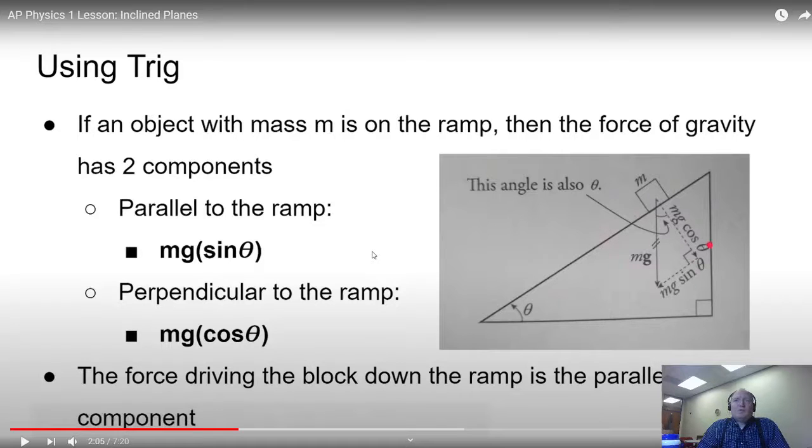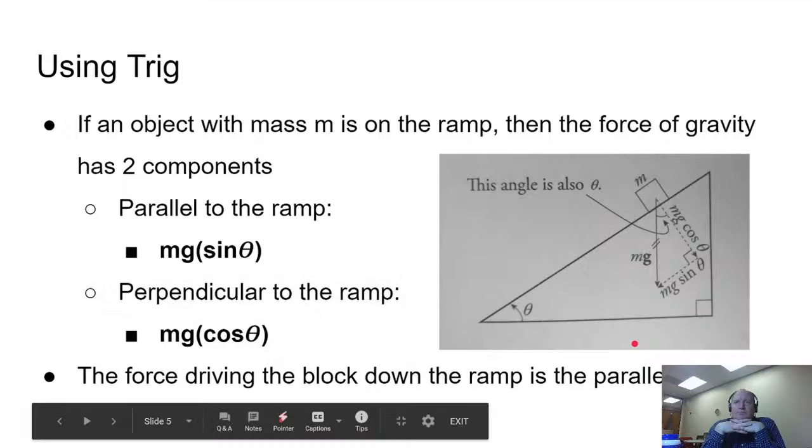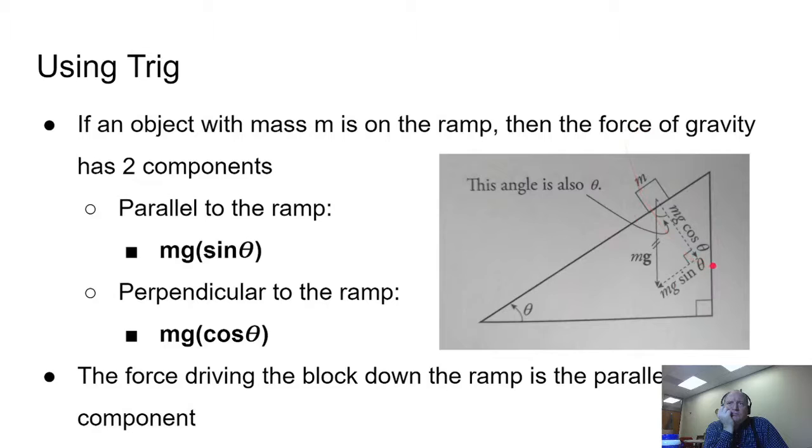So of course everyone knows that once you've done that, the rest is relatively straightforward. So let's see what happens next. Now, because this is parallel to the ramp, the force driving the block down the ramp is parallel, which means we're going to be using our mg sine of theta. Now, our mg cosine of theta is perpendicular, which means that's mostly going to be used for our normal force, because as we know, normal force is perpendicular to the surface.